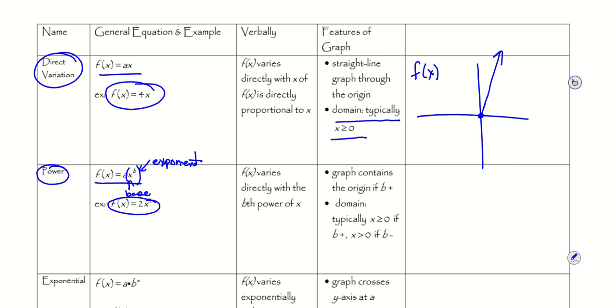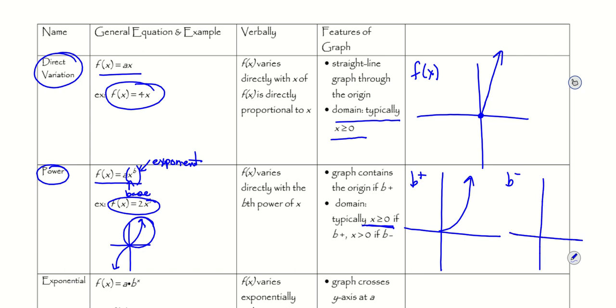These, like our direct variation functions, typically have a domain of x greater than or equal to 0. And if b is positive, then the graph of a power function would look like the right arm of a power function. So keep in mind that we've looked at a cubic function. A cubic function with an unlimited domain would look like this. As a power function with a limited domain of non-negative x's, it would only take the form of the right arm. If b is negative, then the shape of our power function graph actually looks more like this. And we'll talk more about that when we do rational functions.